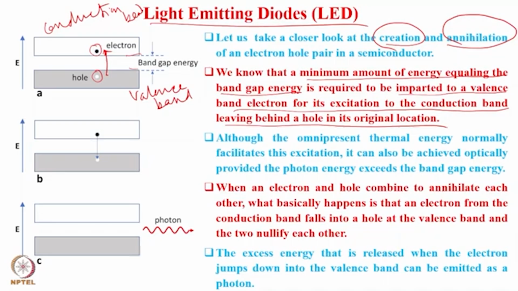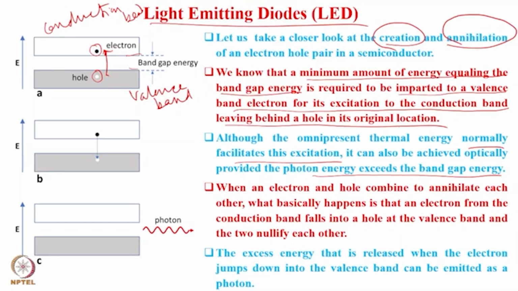Although the thermal energy that is always present normally facilitates this excitation, it can also be achieved optically, provided the photon energy exceeds the band gap energy. Of course, if you increase the temperature a little, there will be more thermal energy, so it facilitates the electrons crossing over from the valence band to the conduction band. And the same energy can also be provided by photons.